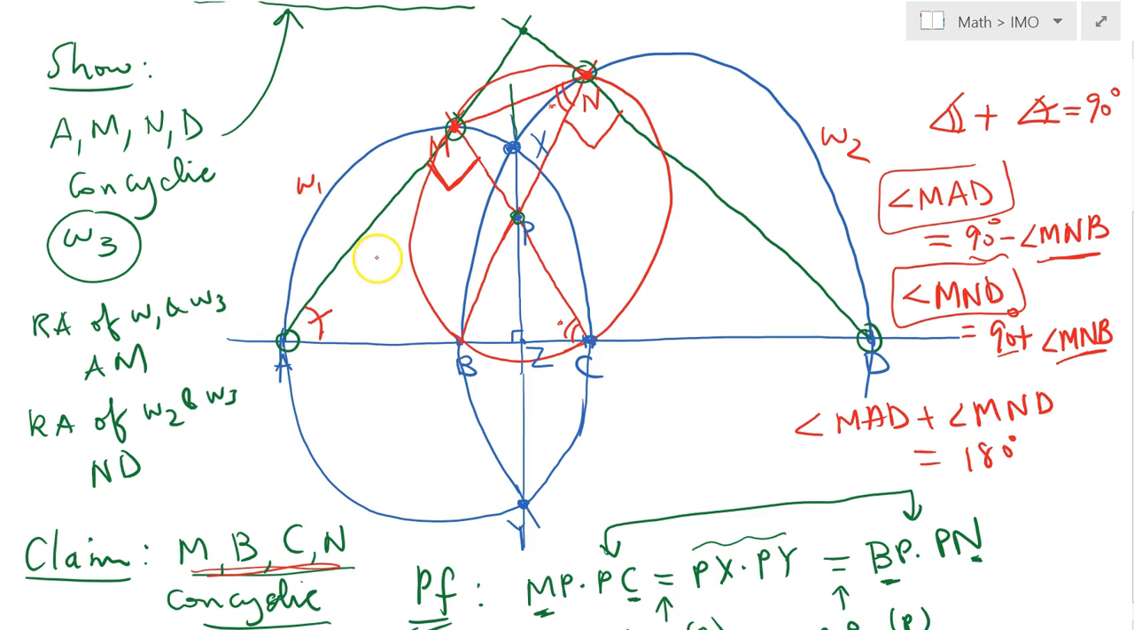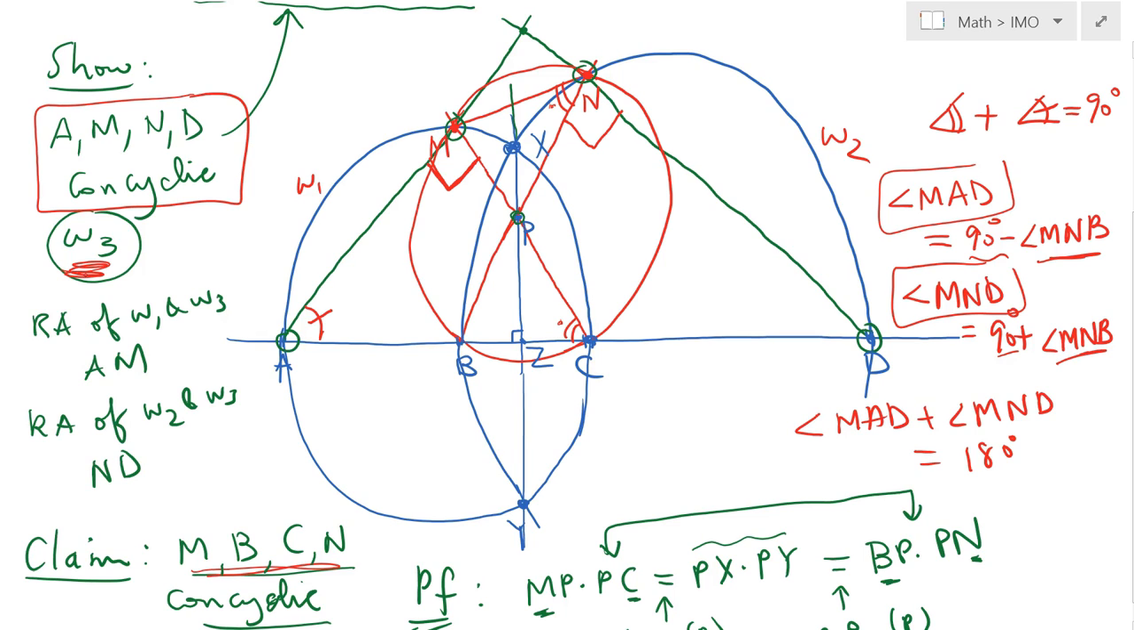So we have that these two angles, angle MAD and angle MND, are supplementary angles. They add up to 180 degrees. As a result, we proved the claim that these 4 points, A, M, N, and D, are concyclic. As a result, there exists a fourth circle which goes through those points. We decided to call that circle omega 3 early on.